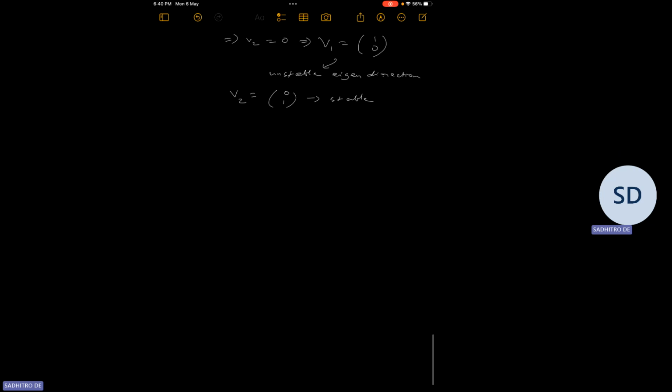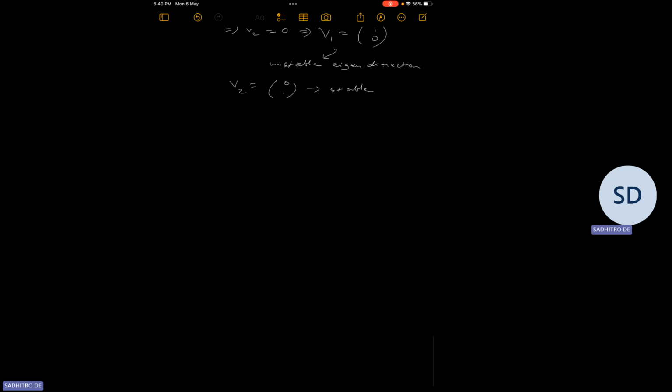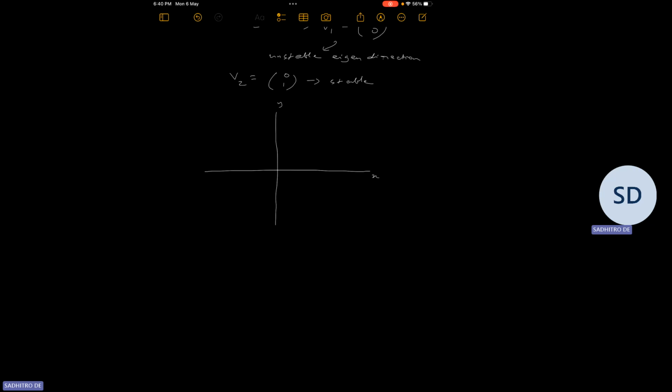Therefore, the phase portrait of the system would look as follows. So if this is x and this is y, the origin is a stable fixed point. The unstable fixed points are at (minus 1, 0) and (plus 1, 0).